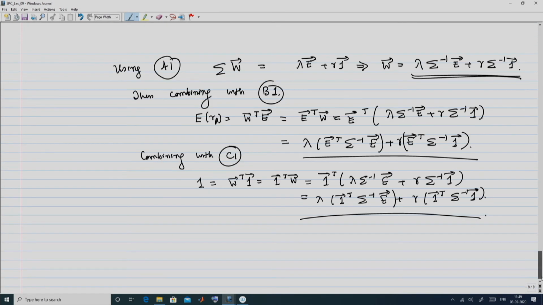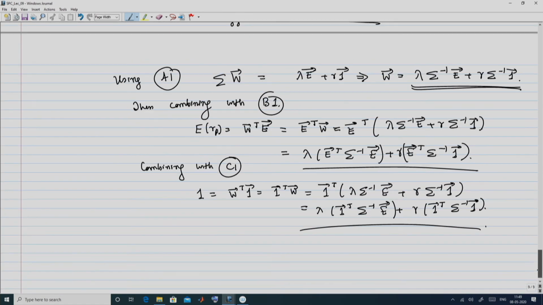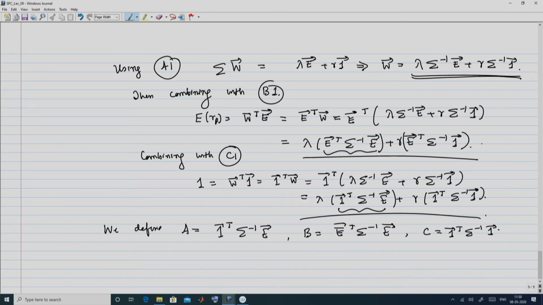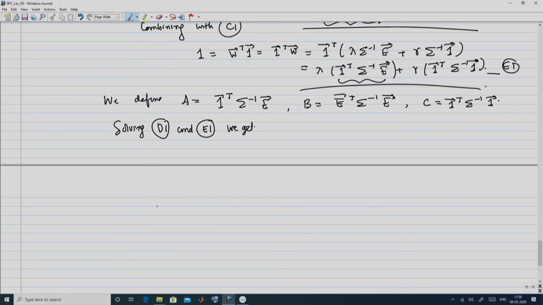So, we have these two expressions. Now, we need to solve for lambda and gamma. So we define A to be 1 transpose sigma inverse E, B to be E transpose sigma inverse E, and C to be equal to 1 transpose sigma inverse 1. Then I can solve this equation. Let me call these D1 and E1. Solving D1 and E1 for lambda and gamma, we will get lambda is equal to C into E R P. Remember that this is the C we have defined.